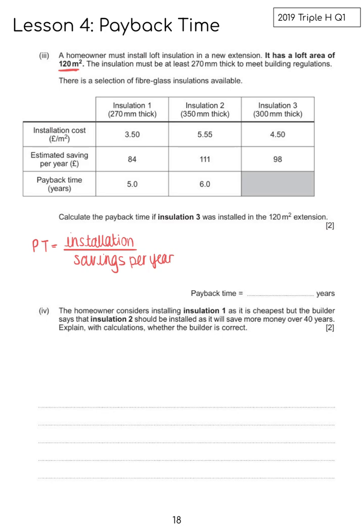So the first thing I've done is copied our equation for payback time. This is not on page 2. You have to have this one memorized. It's the only one you need to memorize. So it's our installation cost divided by the savings per year.